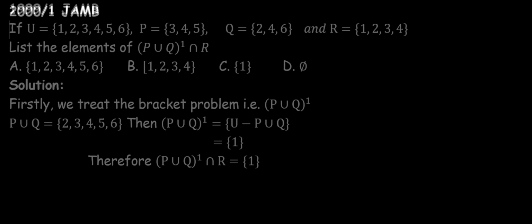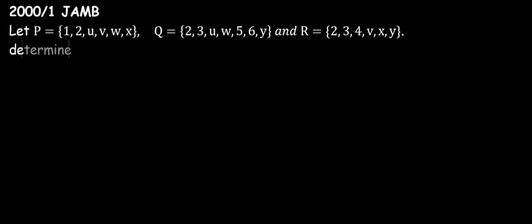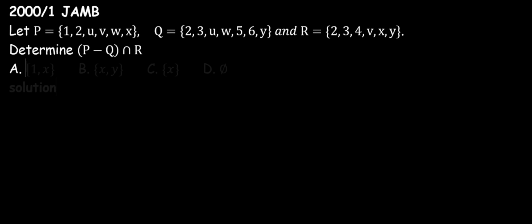Another example. Let P be equal to {1, 2, U, V, W, X}, and Q be equal to {2, 3, U, W, 5, 6, Y}, and R be equal to {2, 3, 4, V, X, Y}. Determine (P − Q) ∩ R. The options are given. Solution.